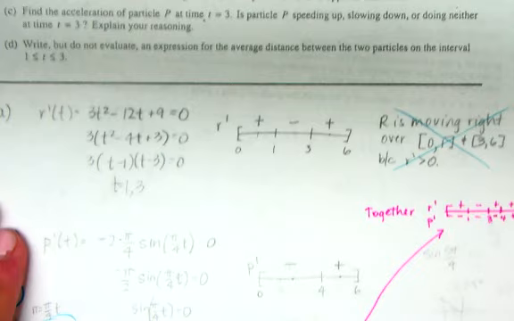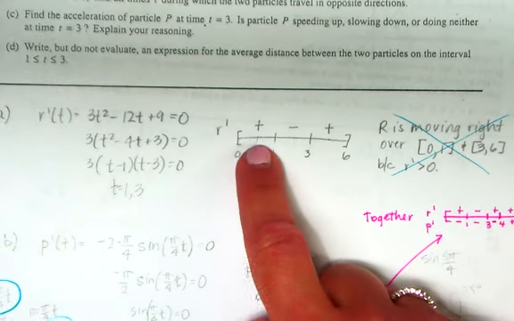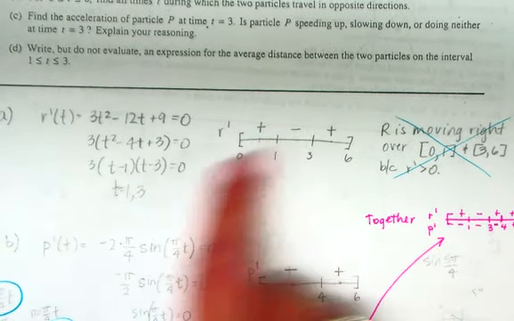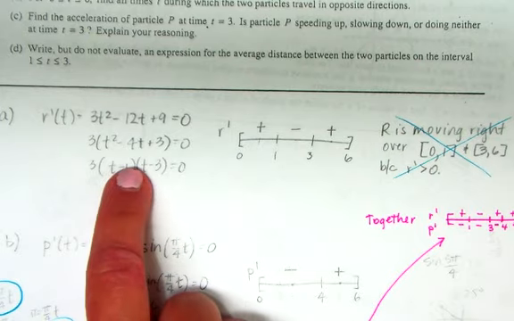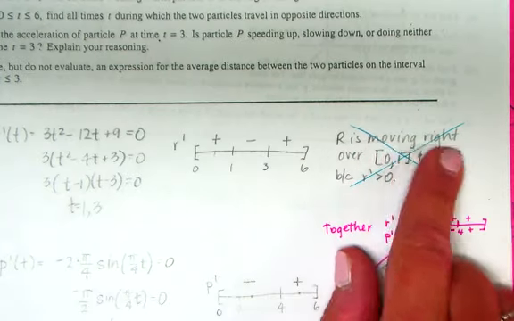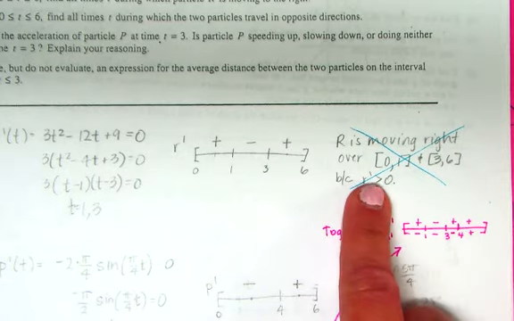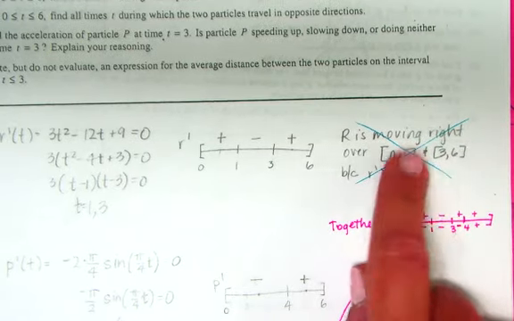So if I test points in r prime at 1/2, at 2, and at 4, I'm going to go ahead and get plus minus plus by testing them right in here. Okay? And so that means r is moving to the right over 0 to 1 and 3 to 6. Okay? And that's because r prime is positive. So I know this looks crossed out, but this is correct.